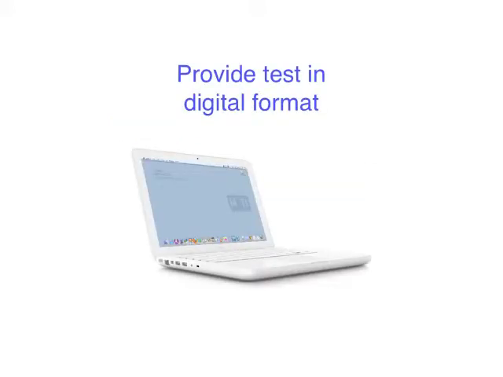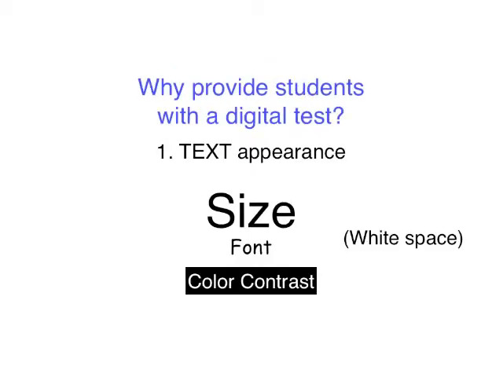First, providing a test in digital format increases the options that students have for responding to the items. This flexibility means that students have options of multiple methods for both displaying the test items and how they respond to them. The keyword here on out is options. The first option is text appearance. Students can change the text size, font, and color contrast for their individual needs and preferences, maximizing the legibility of each item on the test. They can also create more white space by increasing margins and line spacing.